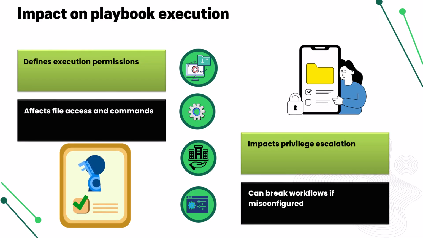User variables directly impact playbook execution. They control access, privileges, and the ability to execute commands. A wrongly set user can turn a flawless automation script into an error-laden mess. So, configuring it correctly ensures playbooks run smoothly and your scripts don't end up throwing a tantrum.